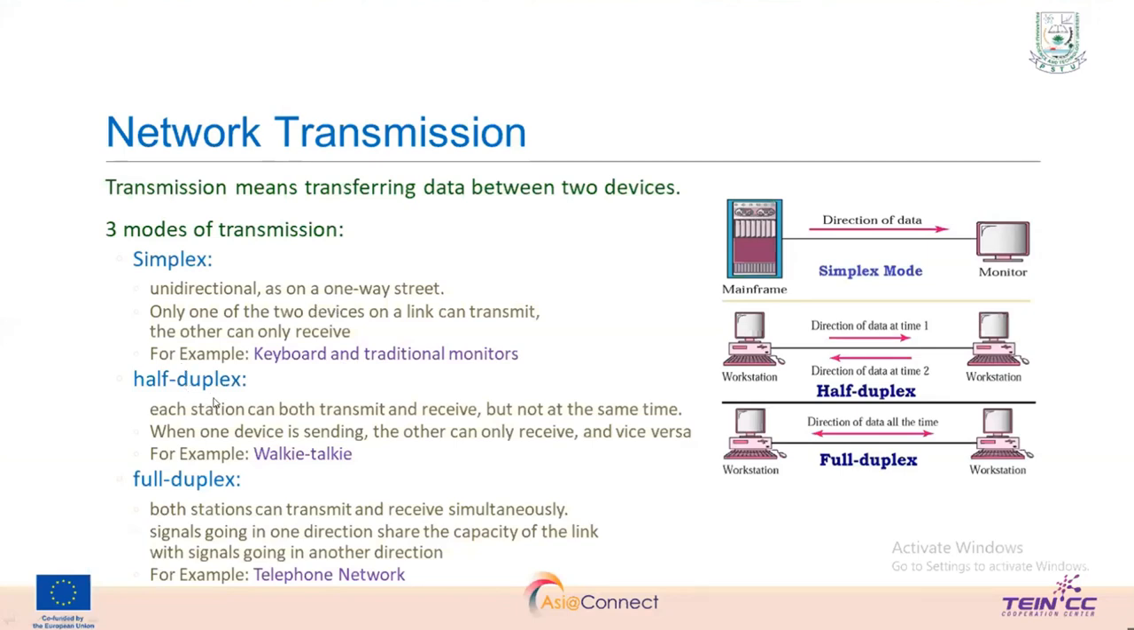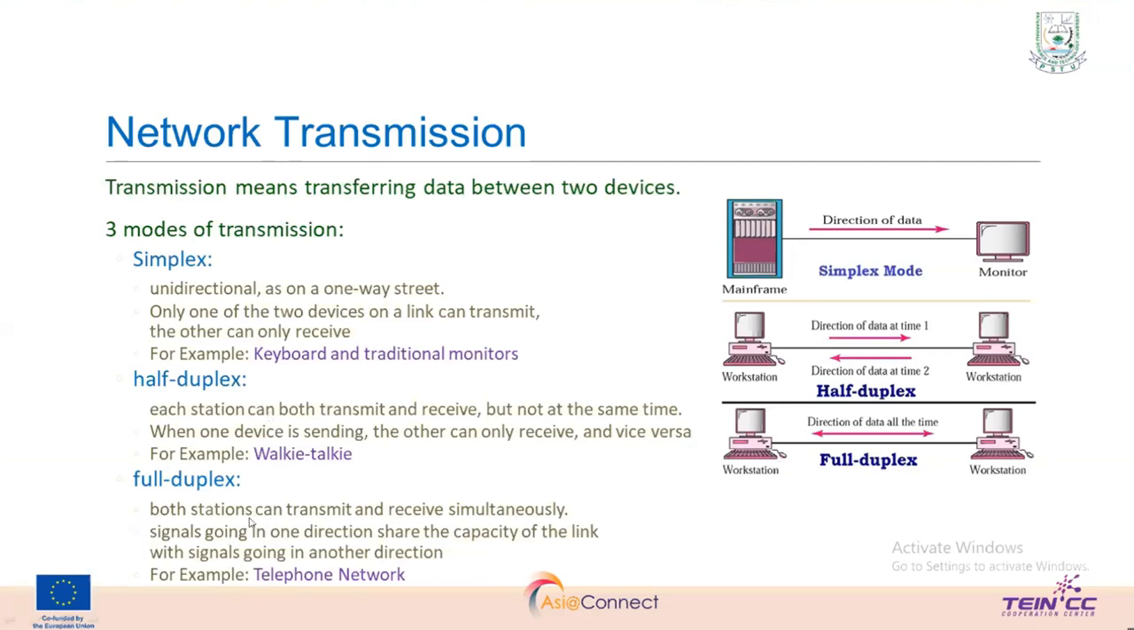In half duplex communications, data can be transmitted from sender to receiver in two directions, but at a time in one direction. That means when the sender wants to send data to the receiver, the sender will wait while listening. When the listening is completed, then it will be able to send the data to the other node. So direction of data at time one and direction of data at time two. Half duplex communication is like a walkie-talkie. We can send data in both directions, but at a time in one direction. Each station can both transmit and receive, but not at the same time. When one device is sending, the other device can only receive, and vice versa.